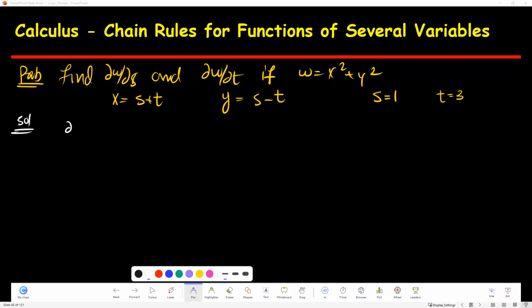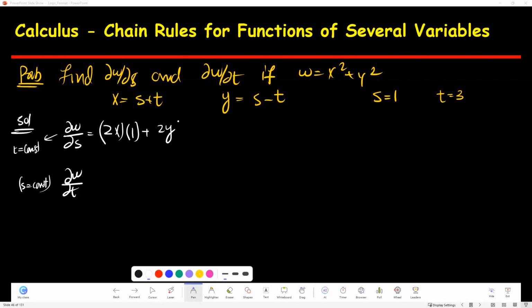The way I'm writing it, we cannot confuse the terms here. So I'm going to write dw over ds and dw over dt. It's going to be dw over dx times dx over dt, plus the other term. I'm going to do this directly. Dw over dx is going to be 2x and dx over dt will be just 1. Sorry, t is a constant here, and s is a constant here. Yeah, this is plus 2y and then 1.